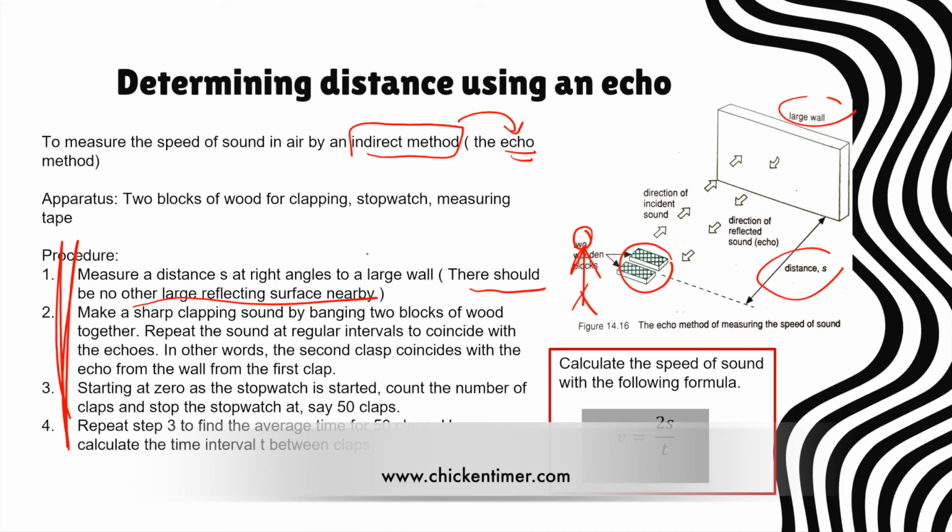An advantage of this is the distance is not as long as the one you use in the direct method. So here a few hundred meters is fine, as long as there is no other reflecting surface, no other walls nearby. Then the person will make a clapping sound with the wood. The sound will go to the wall and come back. When the sound comes back and the person hears it, they will just make the same sound again. So you repeat this, creating the sound about 50 times.